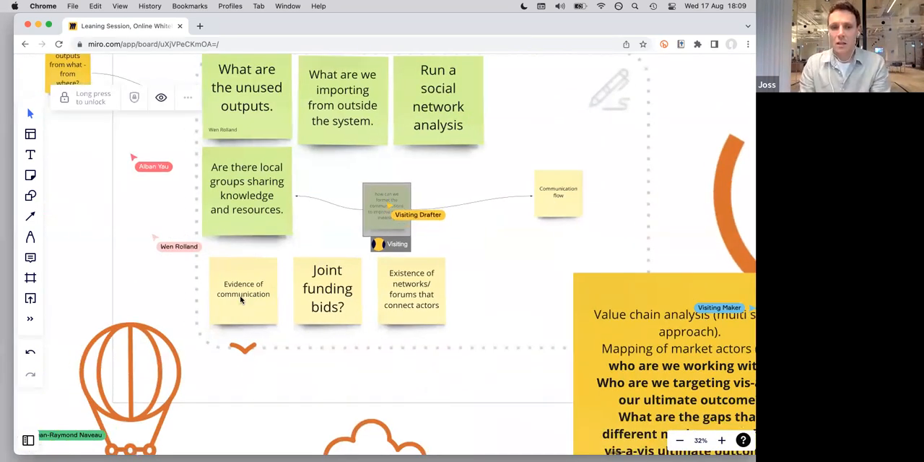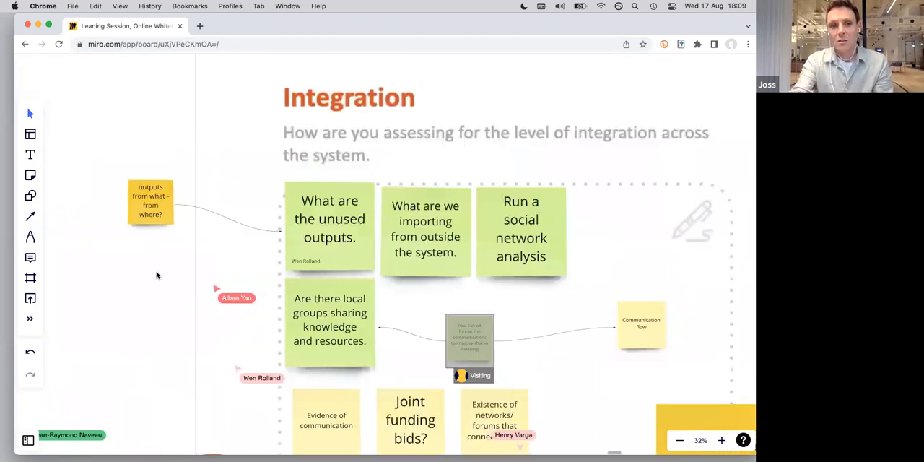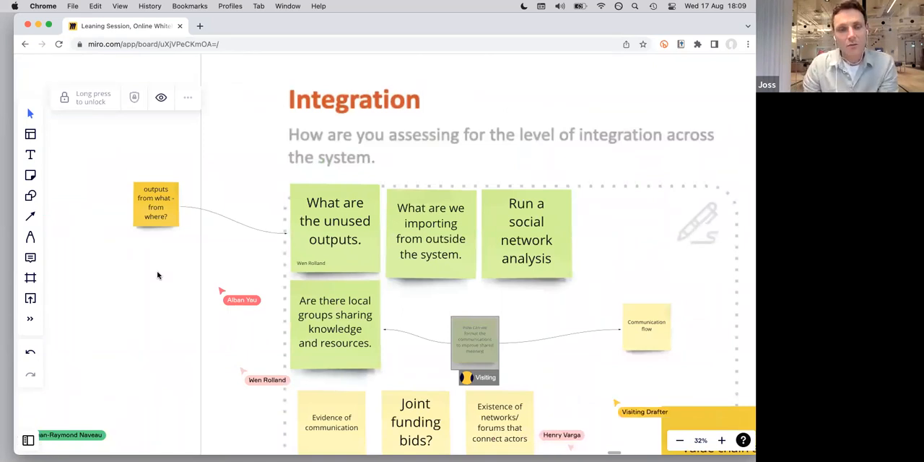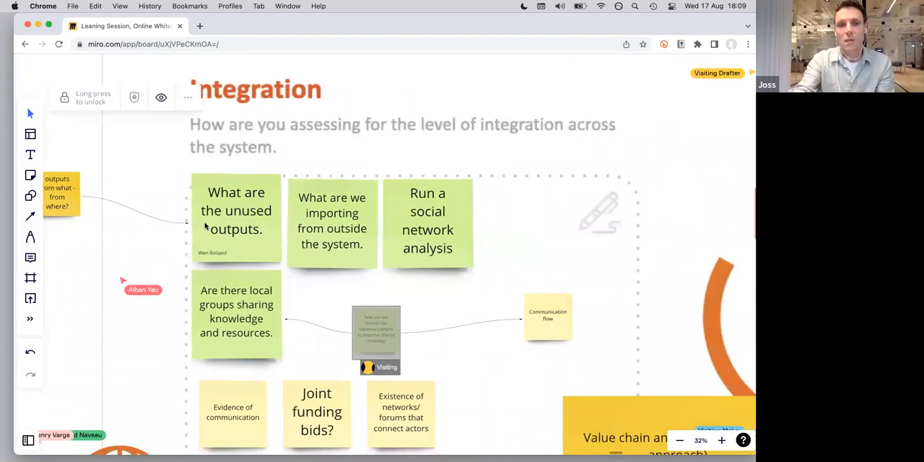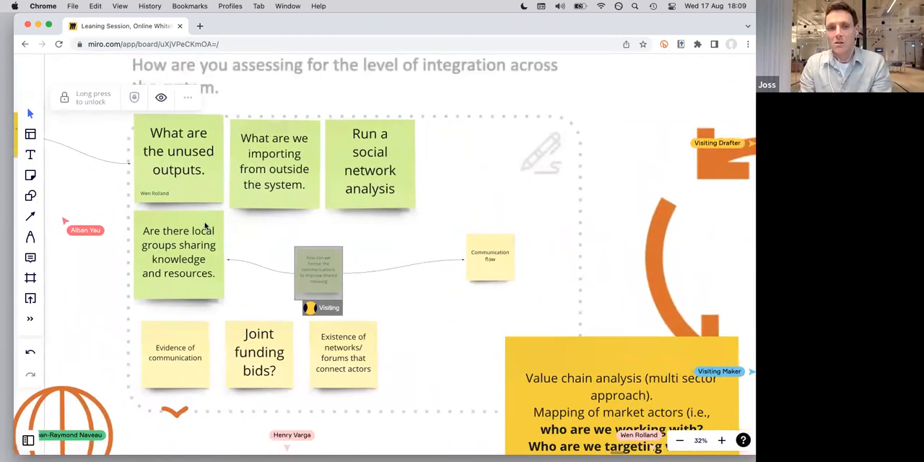Evidence of communications, yeah. Joint funding bids. Yep. Existence of networks, forums that connect actors. Yeah, different ways for connecting these actors, different spaces for them to connect. So we'd do an assessment of whether those exist already. Yeah, so it could be looking at partnerships between different organizations, and contracts, agreements, supply chains. Are they working together in delivering products and services? So on and so forth.